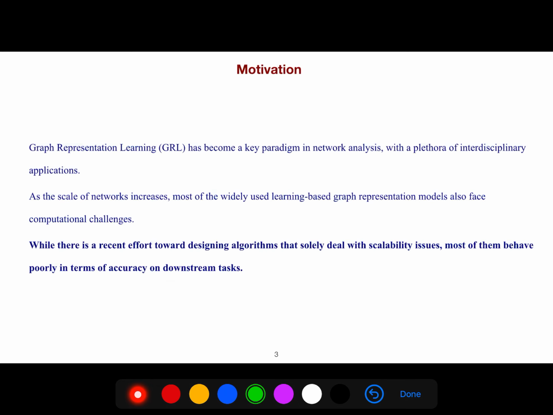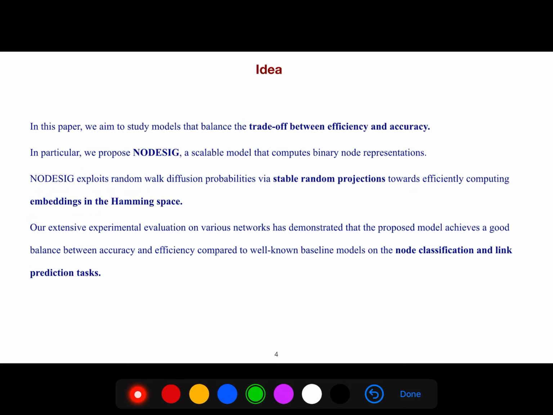So there is a motivation for this paper. Graph representation learning has become a key paradigm in network analysis with a plethora of interdisciplinary applications. As the scale of networks increases, most of the widely used learning-based graph representation models also face computational challenges. While there is a recent effort toward designing algorithms that solely deal with scalability issues, most of them behave poorly in terms of accuracy on downstream tasks. So in this paper, we aim to study models that balance the trade-off between efficiency and accuracy.